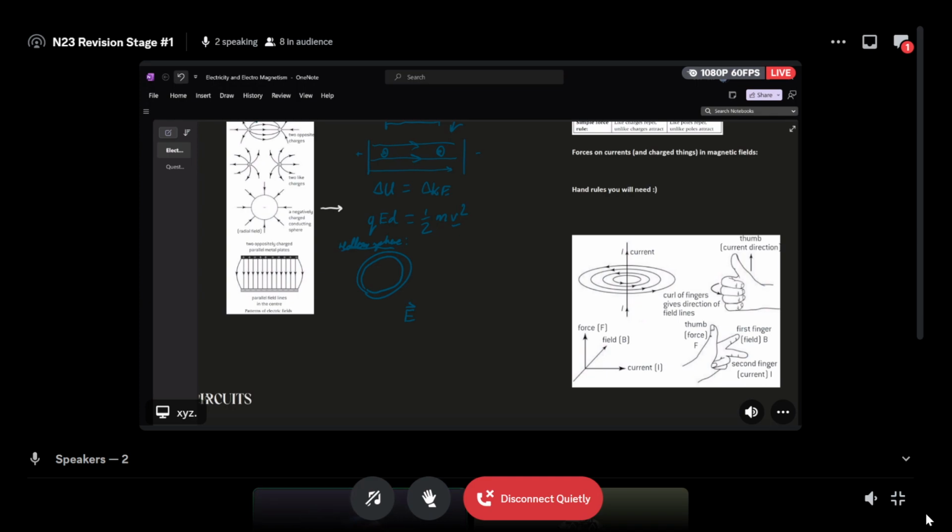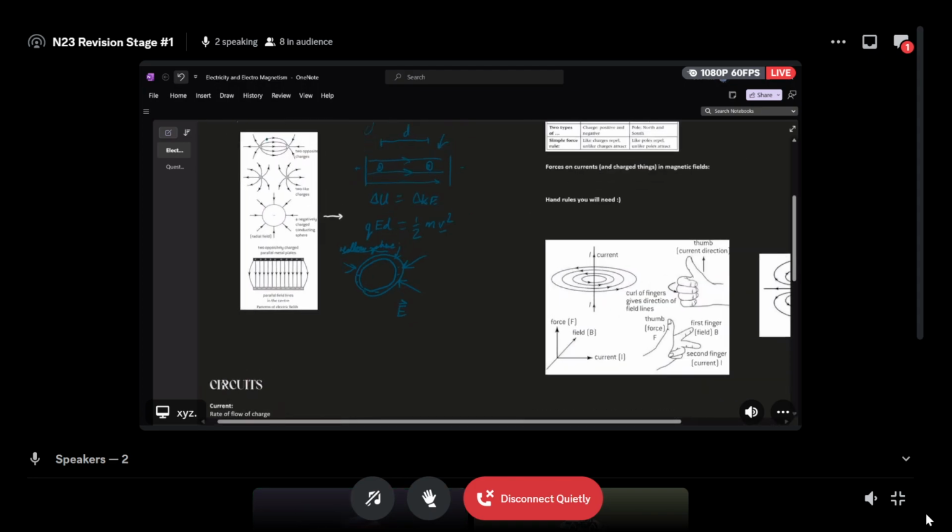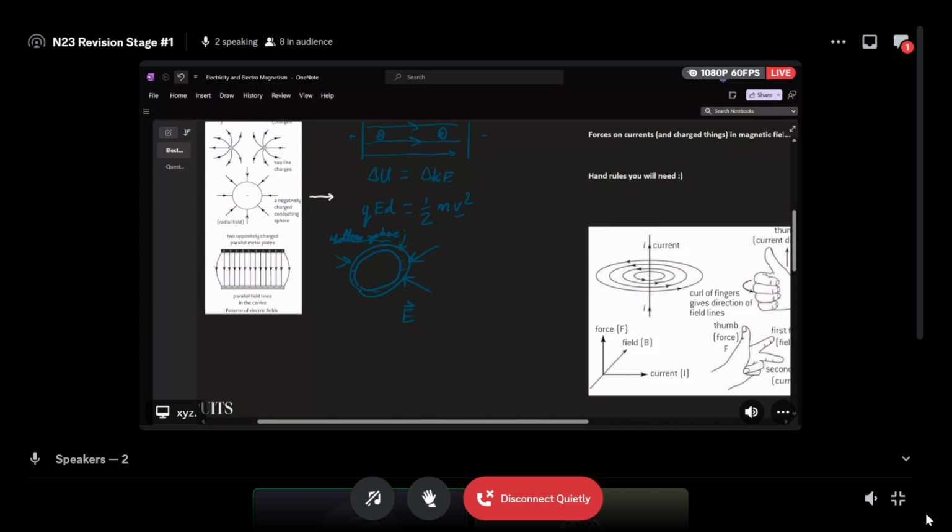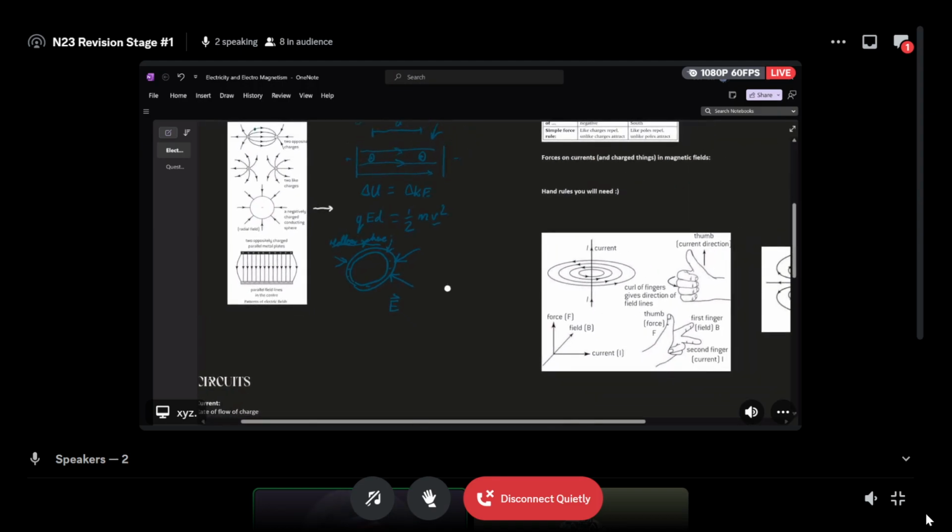But if we look at the hollow sphere as a whole, if we say it is negatively charged, there is an electric field on the outside of the sphere. Because if we take the volume of the whole sphere, there is a concentration of charge. But if we look inside the sphere and we take an arbitrary volume inside the sphere, there is no charge in there.